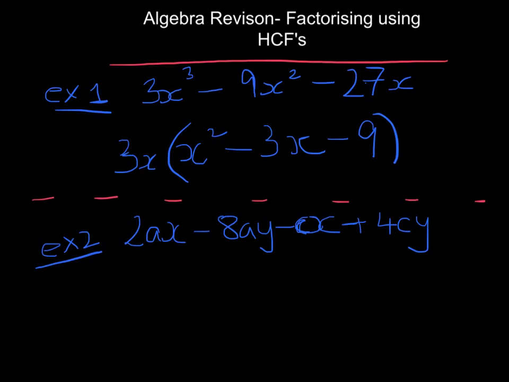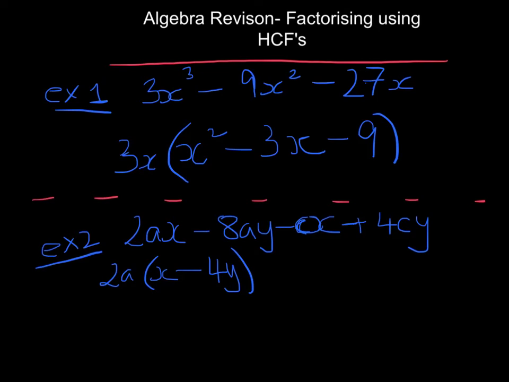Okay, so in the first 2 there, I've got 2ax minus 8ay. The highest common factor there is going to be 2a, so I'm going to take it out, put it out the front, and see what's left. 2ax divided by 2a leaves me with x. Then minus 8ay, remembering the subtract sign staying in there, divided by 2a. Well, 8 divided by 2 is 4, and a will cancel, so I'm left with 4y, because I've only got a single a there.